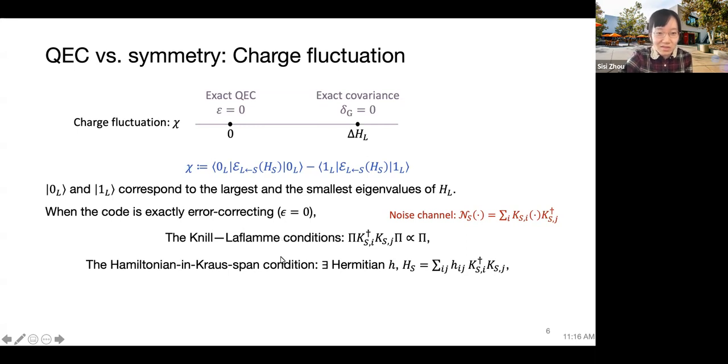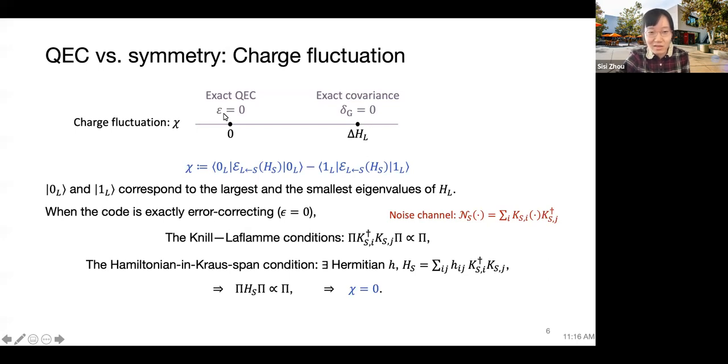So if these two conditions are satisfied, one can show that the Hamiltonian also needs to satisfy, when we project it onto the code subspace, that it is proportional to the projector itself. Then we just plug it in here. We can see that chi needs to be 0 if the code is exactly error correcting. So that's the first part.